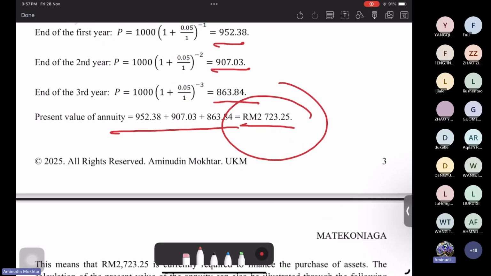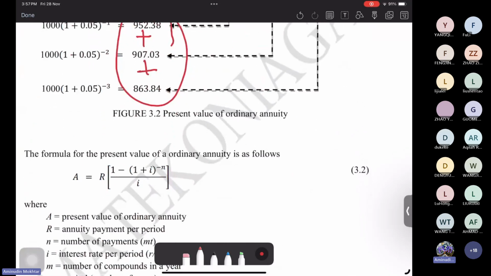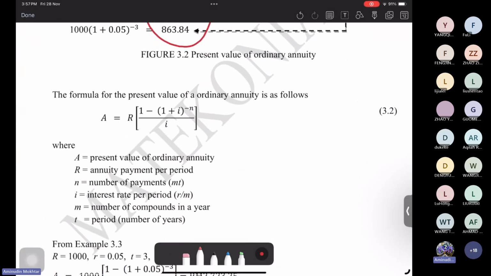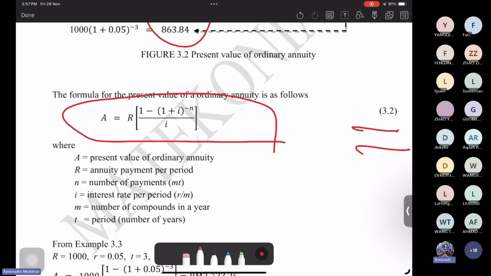But there is a formula that will help us calculate the present value easily. There is formula 3.2. You need to understand and refer to this formula. In this formula, A is the present value of ordinary annuity, R is the annuity payment, N is the number of payments, as usual I is the interest rate per period, M is the number of compounds, and T is the number of years.